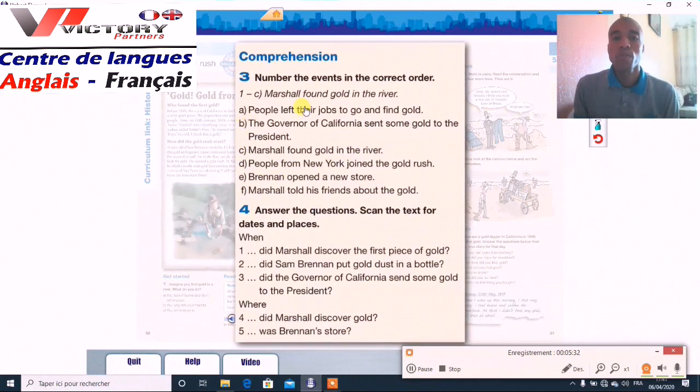So we have here: people left their job to go and find gold. The governor of California sent some gold to the president. Marshall found gold. So here this is the number 1. People from New York joined the gold rush. Bernard opened a new store, and Marshall told his friends about the gold. So try to organize the events appropriately, and then you share them with me in the group, right?